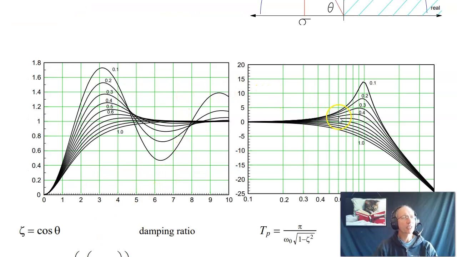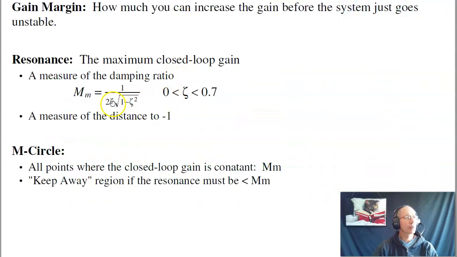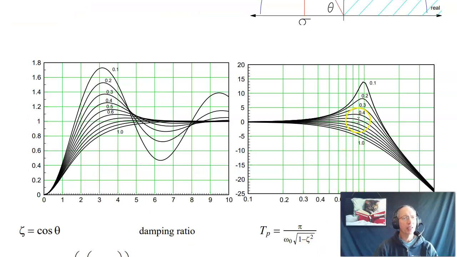We've been looking at the step response. As the damping ratio gets smaller, I get more and more overshooting the step response. In the frequency domain, as the damping ratio gets smaller, I get a bigger and bigger resonance. So that's a measure of resonance, or measure of the damping ratio. The equation for it is the resonance is 1 over 2 zeta times the square root of 1 minus zeta squared. If you go back to this curve, if the damping ratio is less than 0.7, there is no resonance.